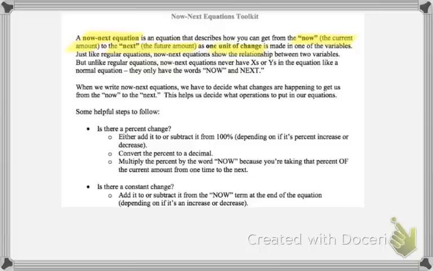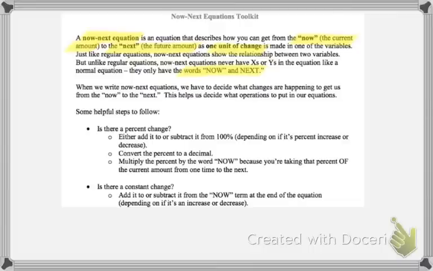Just like regular equations, now-next equations show the relationship between two variables. However, in a regular equation, you probably see variables like x and y. In a now-next equation, you'll see the words now and next.